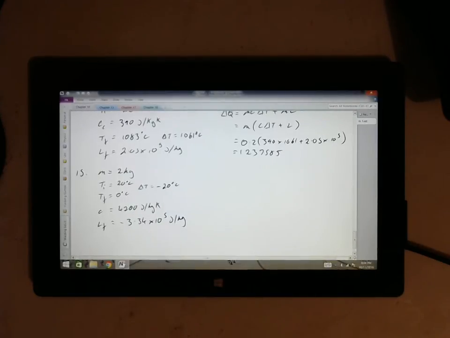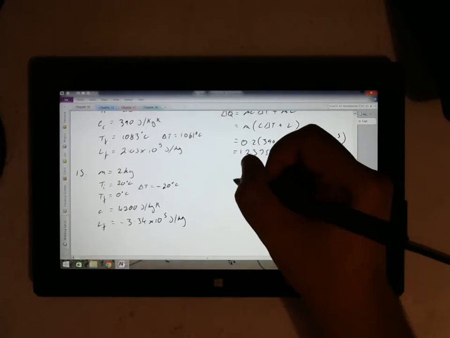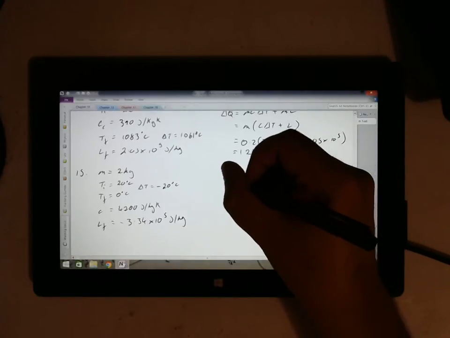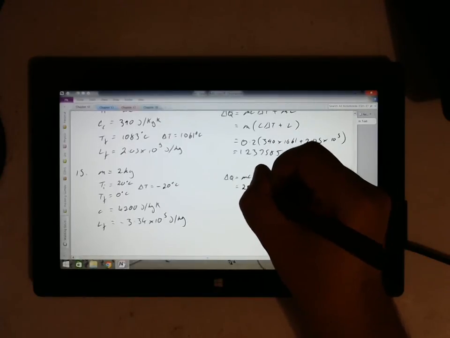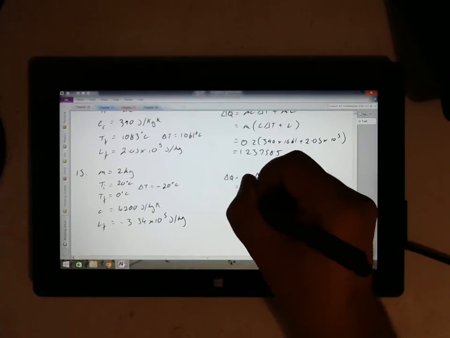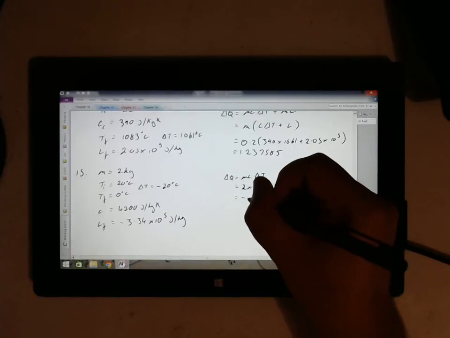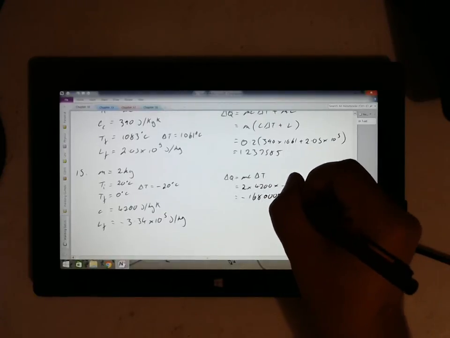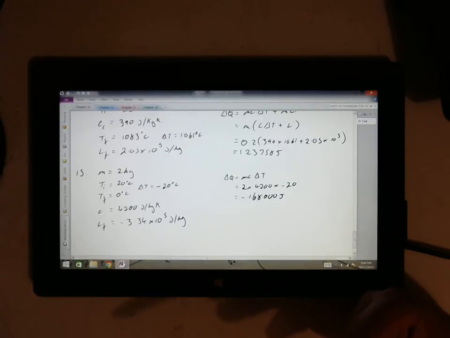Okay, so it needs to take out that much energy in order to freeze it off. This time I'm just going to construct it a little bit differently to show you a comparison. Let's do the cooling down bit first. ΔQ = mcΔT = 2 × 4200 × (-20), which gives us negative 168,000 joules. It's negative, which means we're losing energy. That makes sense. We are freezing.